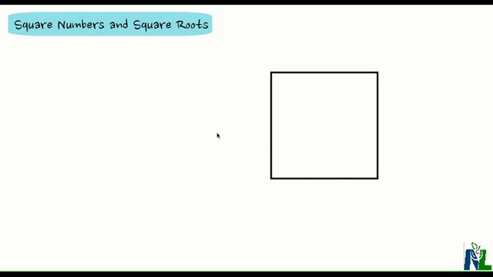Let's have a look at squaring numbers, finding the square root of numbers, and what perfect squares or square numbers are. So let's start with, say, squaring 5.